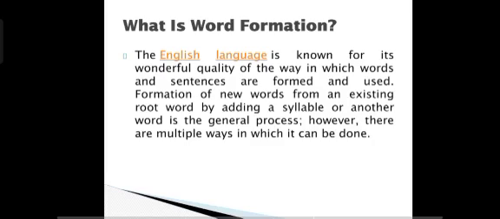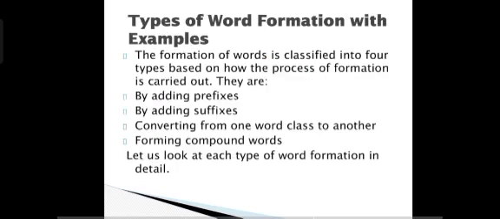So when you form a new word, maybe the stem word can be added with new syllables. That is called a general process that makes another word. So let's go one by one. There are multiple ways. As I said earlier, you can see that there are multiple ways we can form new words. So what are the types of word formation? Let's go one by one, and I have also given some examples of word formation.